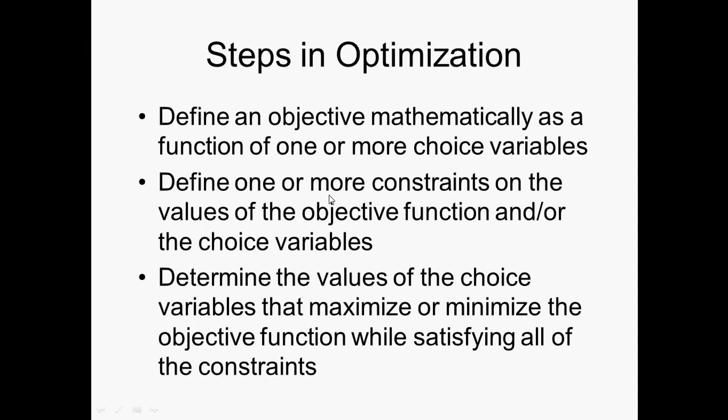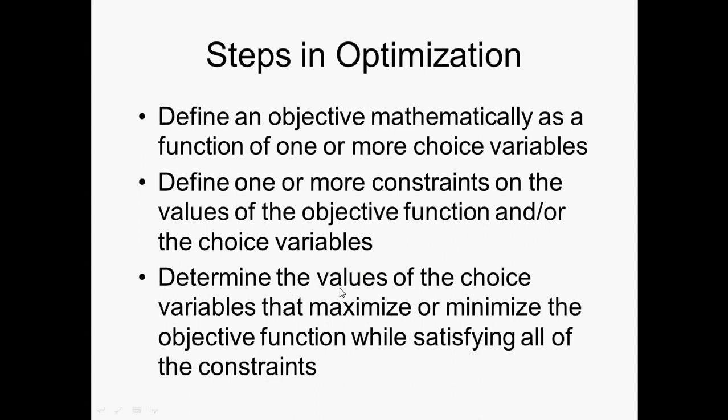Then next, define one or more constraints on the values of the objective function and/or the choice variables. Sometimes there are no constraints exactly. Certainly if you're a consumer, you've got a budget constraint. And if you're a business, there may be some limit on how much you can borrow, for example, or how many employees you're able to hire without coming under new regulation, whatever. There might be various constraints that you face.